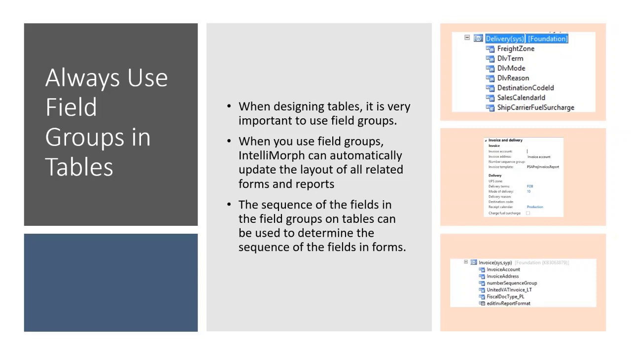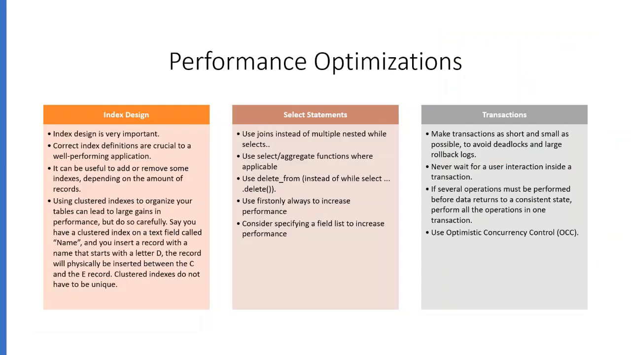So the sequence in the field group can be used to determine the sequence of the fields in the form. If in case you want to change the sequence for any particular reason, you can always change it here on the field group on the table, and then AX will automatically adjust on the client. Just synchronize your table or restore your table and everything should be fine.